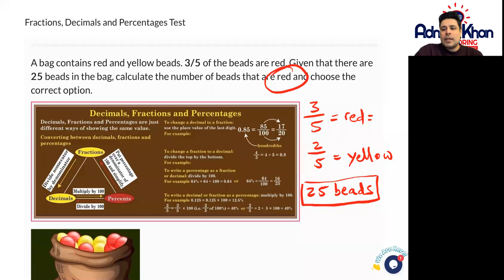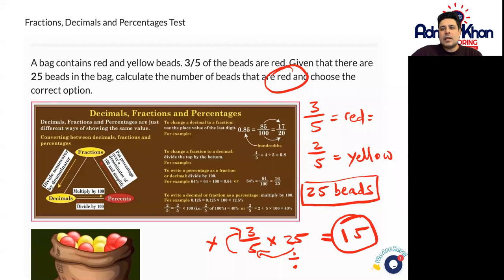So we're going to do 3/5 times 25. So here we will do 3/5 of 25. So 25 divided by the bottom number, then we're going to multiply by the top number. So 25 divided by 5 is 5, because we know that 5 times 5 is 25. And then 5 times the top number 3 is going to be 15. And 15 of the 25 beads in this case are going to be the red beads.